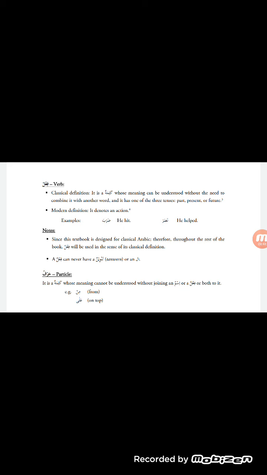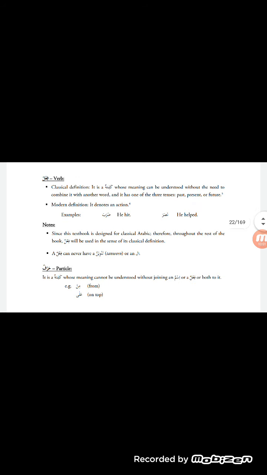Insha'Allah ta'ala, when we cover the topic of af'al, verbs, in more detail, then you will learn about the different types of af'al, verbs used in the Arabic language. Since this textbook is designed for classical Arabic, therefore, throughout the rest of the book, fi'lun, verb, will be used in the sense of its classical definition.